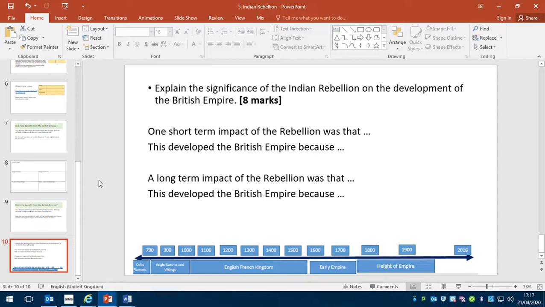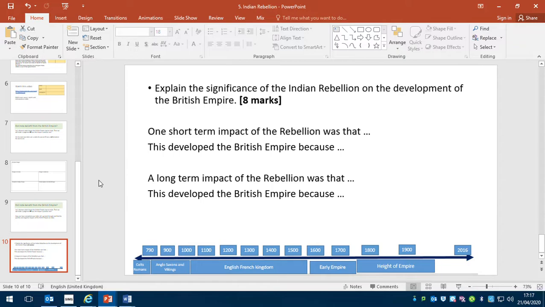Now what I'd like you to do is write 2 paragraphs. For the significance question, you can write the short-term impact and the long-term impact. You've got some sentence starters on the screen there for you. For the first, short-term impact, I suggest you write something about the immediate death toll. So there are sepoys who refused to bite the gun cartridges, rebelled immediately, and then we have thousands dying.